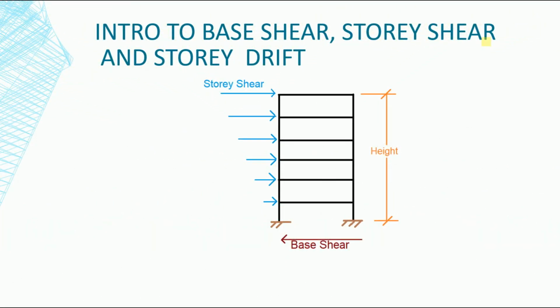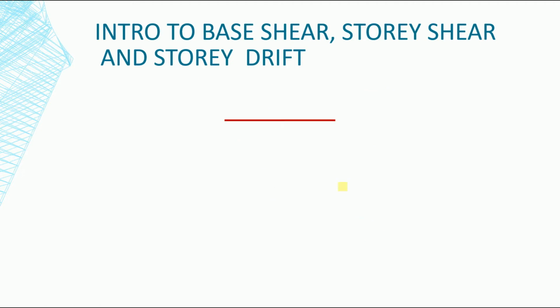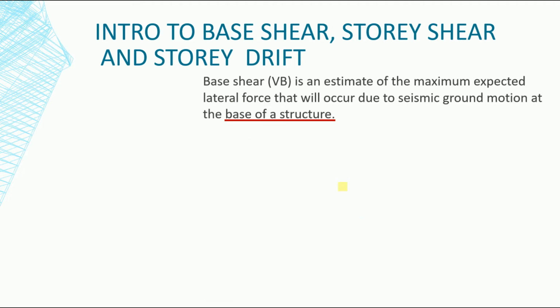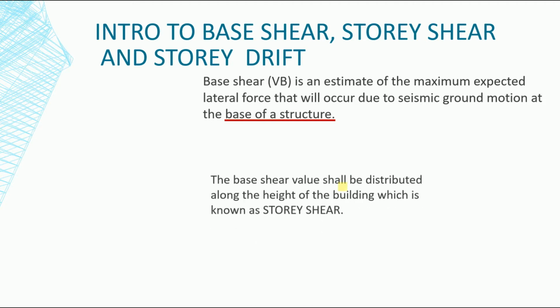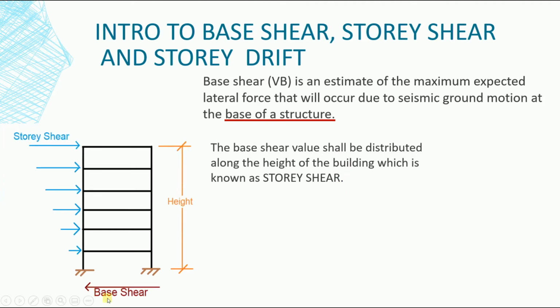When an earthquake happens, the building starts to deflect from its original position. Earthquake load transfers from the soil to the bottom of the structure and reaches the top. Base shear is an estimate of the maximum expected lateral force that will occur due to the seismic ground motion at the base of the structure. The base shear is the maximum force that acts on the base of the structure.